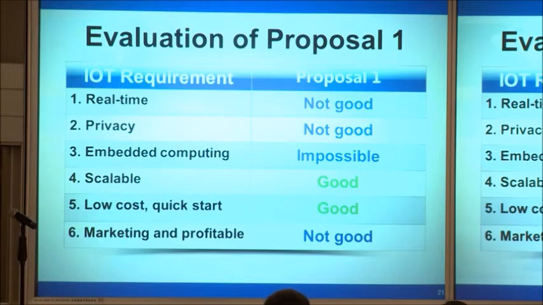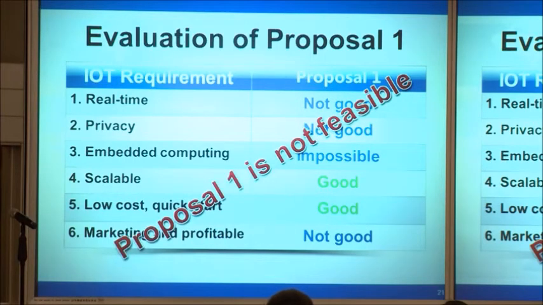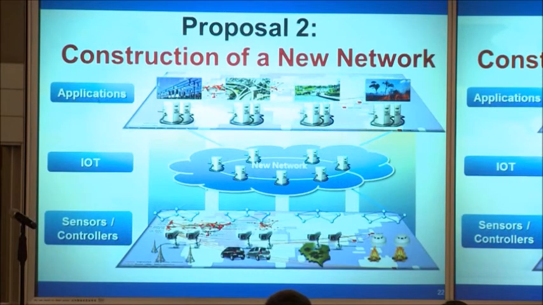So looking at this, certainly we know this is not a good idea. Actually, that's why people want the Internet of Things. Otherwise, we wouldn't have a talk today. You would just connect everything to the Internet. So next idea, we can go revolution. Oh, the Internet is not good enough. Let's just build a brand new network. Okay?